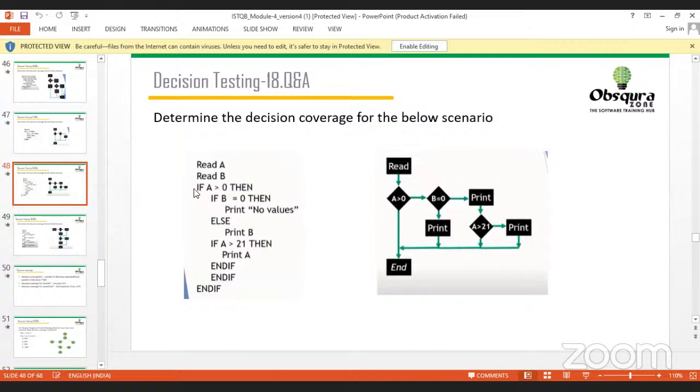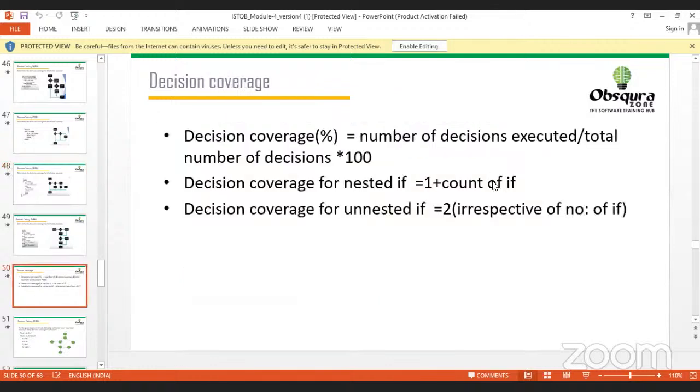So how many if statements are there? 1, 2, 3. 1 plus 3, 4. So 4 paths. That is what we have derived from the diagram, the flow chart, right? So from the algorithm you can directly use the formula. So 1 plus count of if is for the nested if. For unnested if it is always 2, irrespective of the number of if.